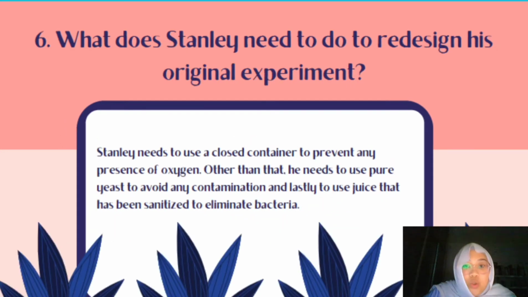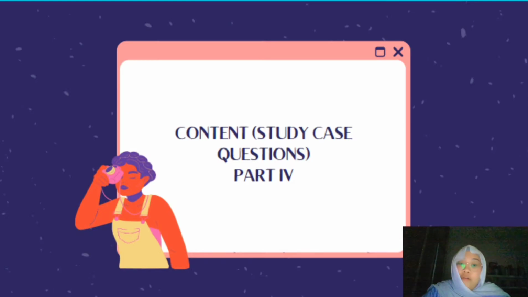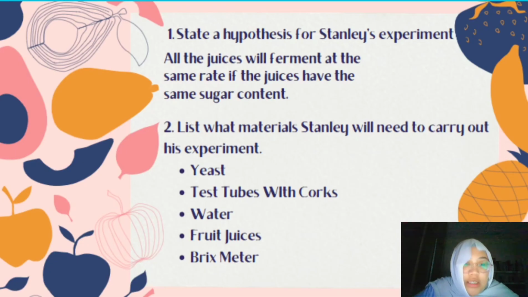Stanley needs to use a closed container, in my opinion, to prevent any presence of oxygen, to use pure yeast to avoid any contamination, and lastly, to use juice that has been sanitized to eliminate bacteria. With part 4, the hypothesis for Stanley's experiment: all juices will ferment at the same rate if the juices have the same sugar content.